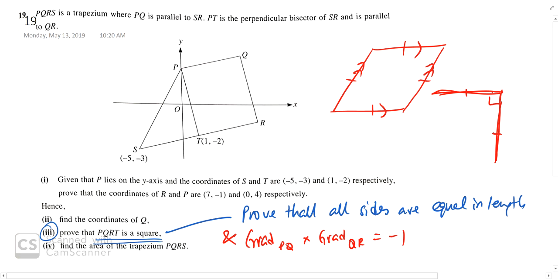PQ is parallel to SR. Therefore, PQ is parallel to PR. PQ parallel to SR. So this one over here is parallel to this. Doesn't mean that this side will be parallel. Maybe I can draw it this way.